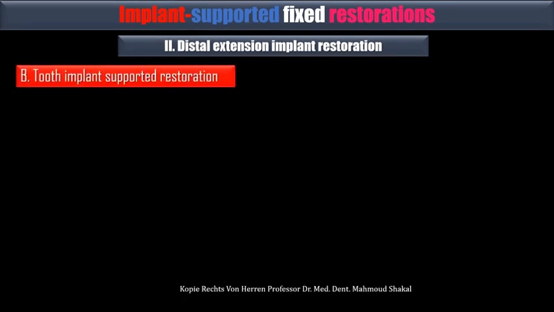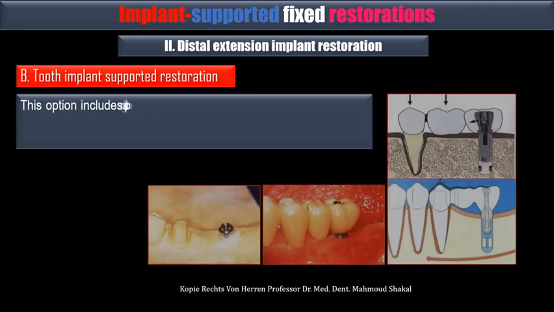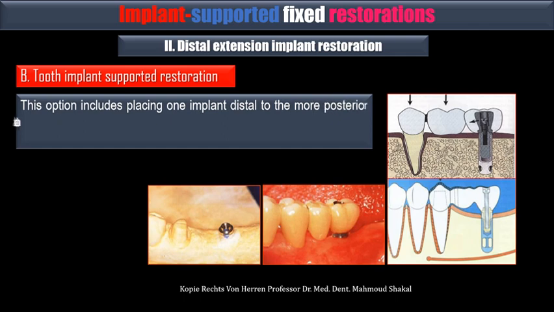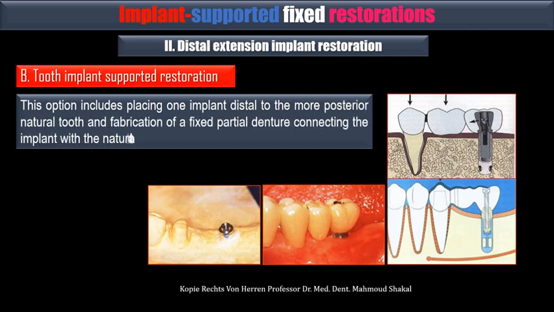Tooth implant restoration. This option includes placing one implant distal to the most posterior natural tooth, like here in this condition, and fabrication of a fixed partial denture connecting the implant with a natural tooth.